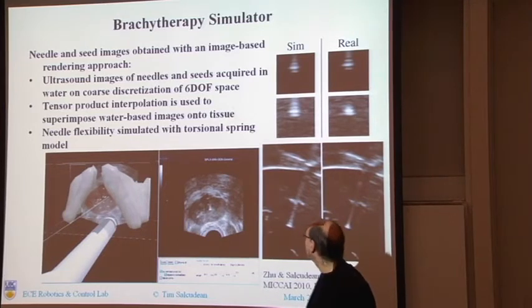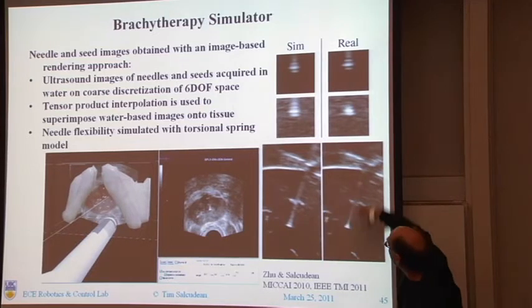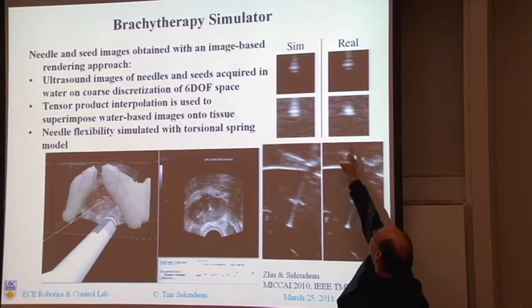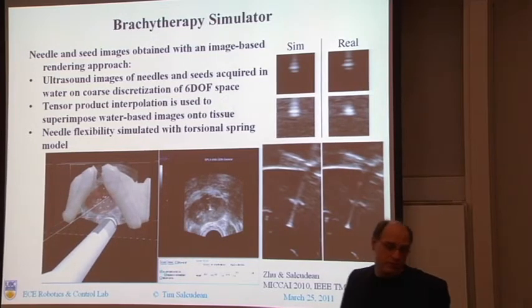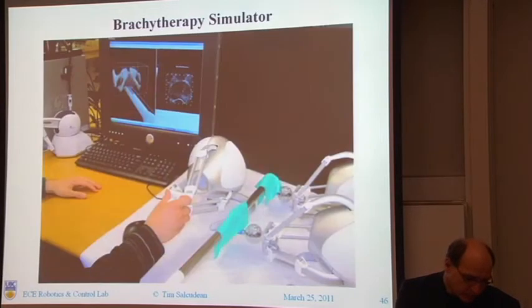Then we use tensor interpolation in 6DOF space to map those images back onto the ultrasound image. And here on the left is the simulated image. On the right is the real image. Again, very difficult to distinguish which is the original between these two. And we have a paper coming out in TMI this year on this. This is the work of another master's student.